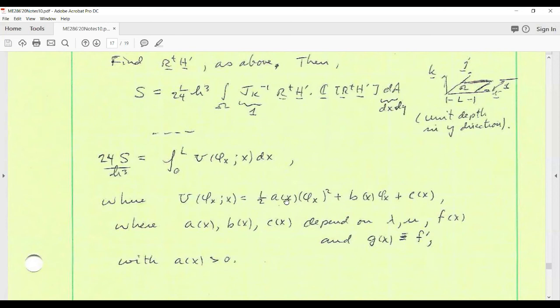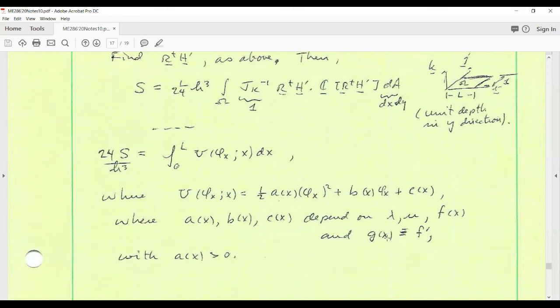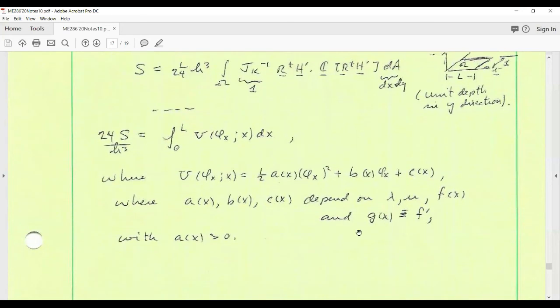It'll have this structure. The coefficient will be some function of x here, some other function of x here, and a final function of x here. You will find these depend on the Lamé moduli because of the modulus here, and the plastic deformation through f of x and f prime, which I'll call g of x, so you don't think of this as an x derivative of f. It's just a different function of x, right? It's the zeta derivative of f evaluated in the midplane, some other function of x. And it'll turn out that a of x is positive. You'll see.